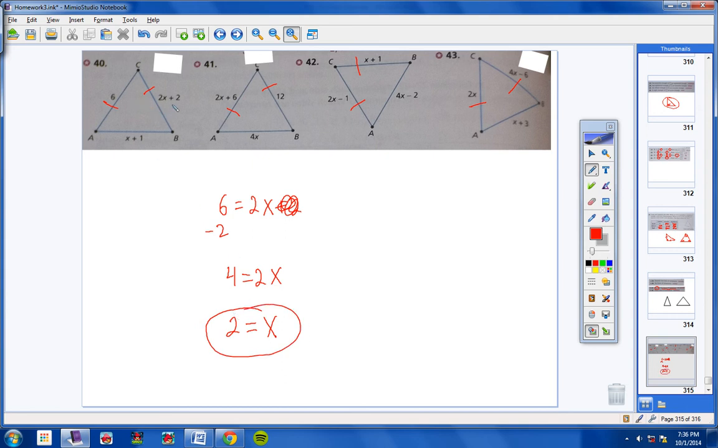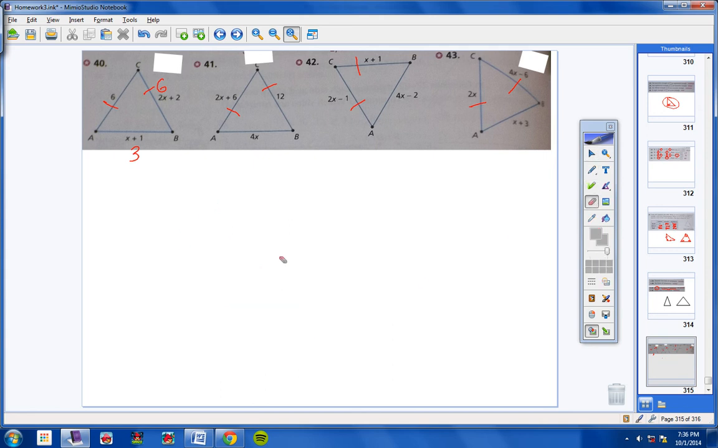Now let's see what the length of each side is. If I put a 2 in for x here, 2 times 2 is 4 plus 2 is 6. And if I put a 2 in here, 2 plus 1 is 3. So, are all 3 sides congruent? No, we have a 6 and a 6 and a 3. So, for this problem here, I would say x equals 2. And it is not an equilateral triangle.